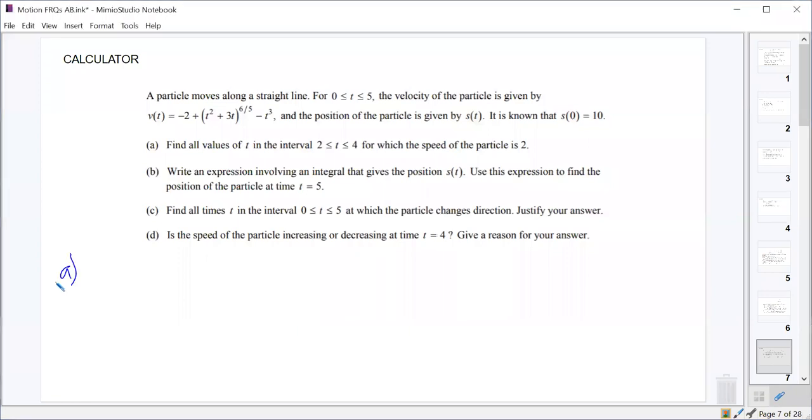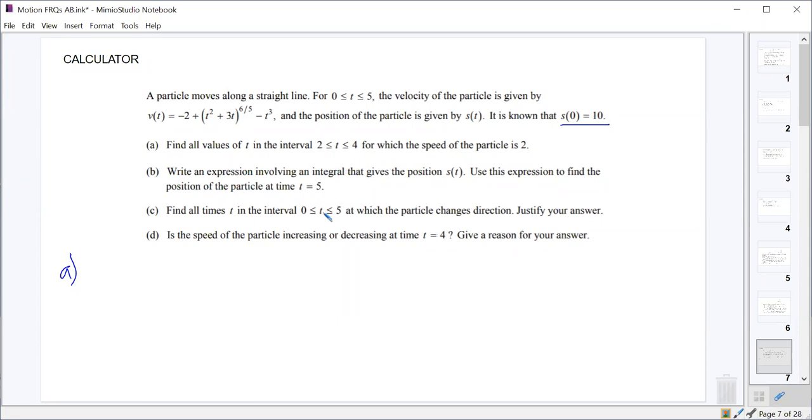All right, here we go. Part A. We've got a particle moving along a straight line. We're given its velocity function. We're told that the position is s of t, and we know that the position at t equals 0 is 10. So the first thing we want is the values of t between 2 and 4 where the speed of the particle is 2.